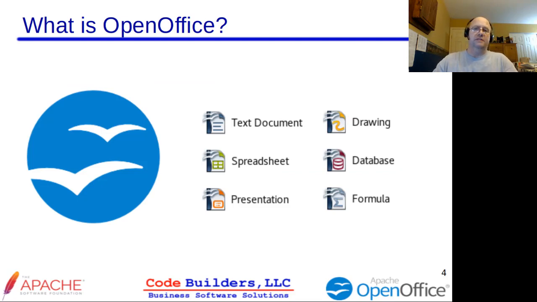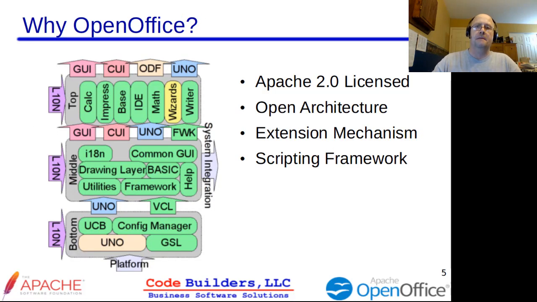So what is OpenOffice? For those that don't know, OpenOffice is a fully functional office productivity suite that runs on all the major computer platforms in over 40 languages. So why would you want to use OpenOffice? Whether you're a government, a corporation, or a freelance developer, OpenOffice is attractive for many reasons. It's Apache 2 license, which is a very permissive open source license. Because it's open source, you can install it as many times as you like. It has a well-documented open architecture, and its extension mechanism and scripting framework allow extensive customizations and automation possibilities.